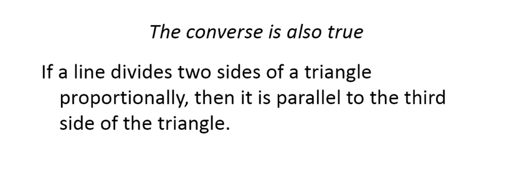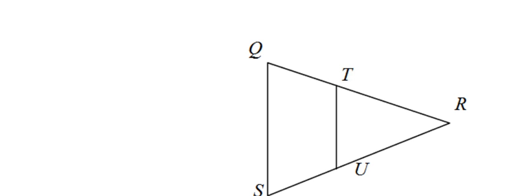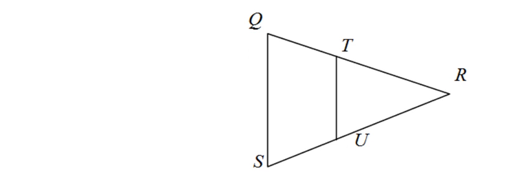Now, the converse of this theorem is also true. If the two sides of the triangle are divided in such a way that they're in proportion, then it must be true that that line is parallel to the third side of the triangle. Looking at that in pictures, it's saying that if the relationship between RT and QT is the same as the relationship between RU and US, then it must be that the lines are parallel to each other.